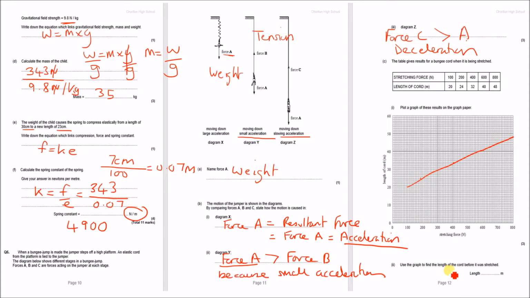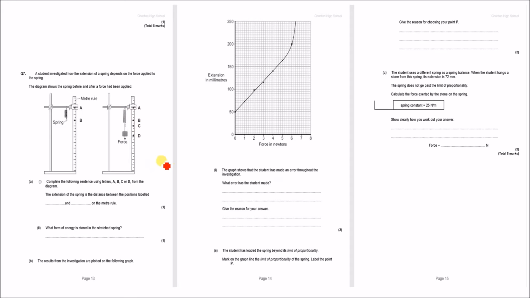It says use the graph to find the length of the cord before it was stretched, so that means we would go straight back. Now remember, if this is a straight line, it's directly proportional, so it should go to roughly around there, and this length is roughly 16 meters. So by using our graph, if you use a ruler and do it accurately, you'll get around 16 meters.